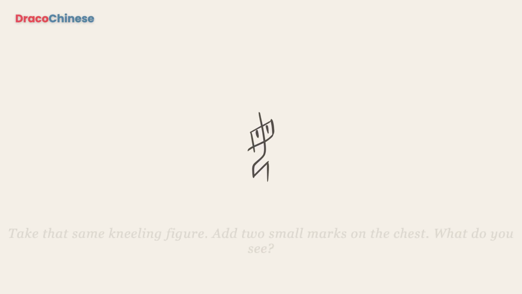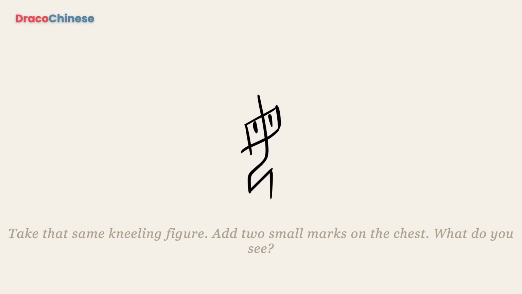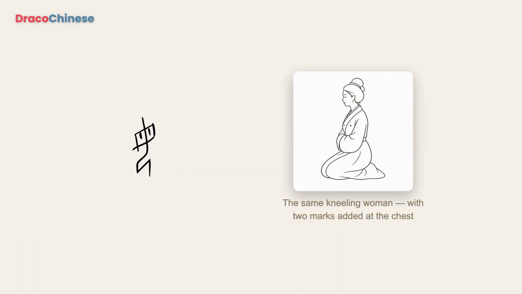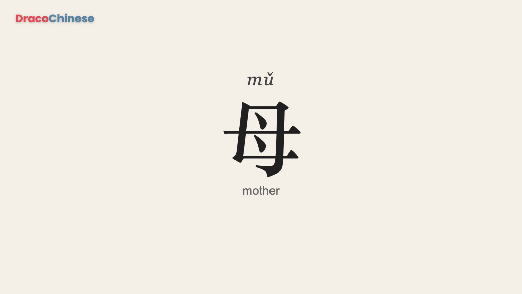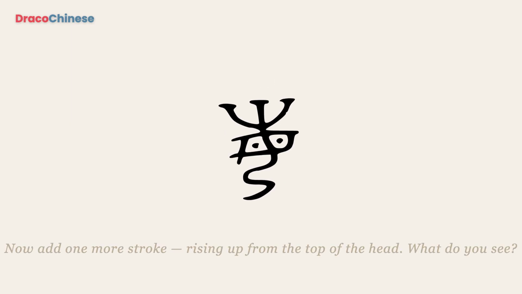Take that same kneeling figure. Add 2 small marks on the chest. What do you see? 2 dots, marking a mother's breasts, ready to feed a child. This is 母 mother. Now, add 1 more stroke, rising up from the top of the head.